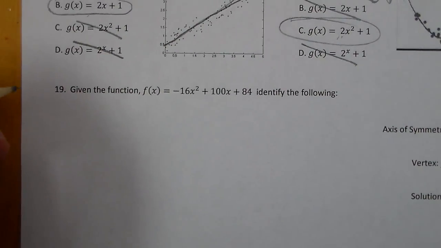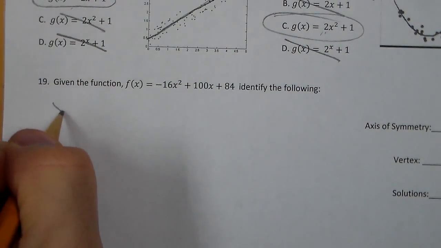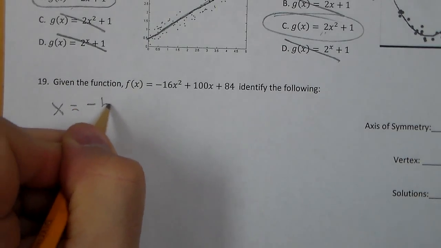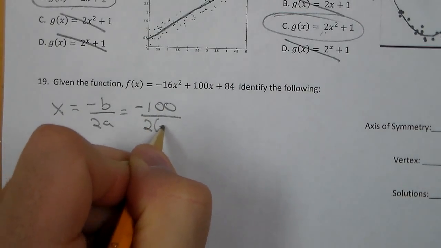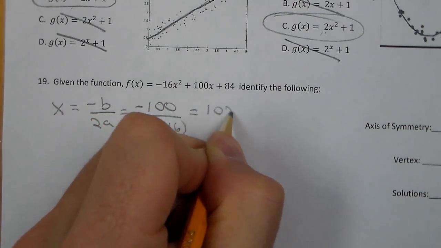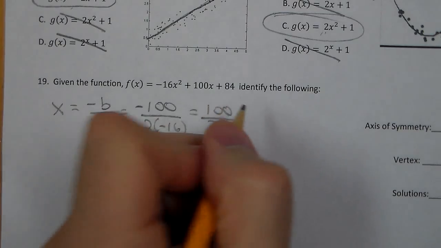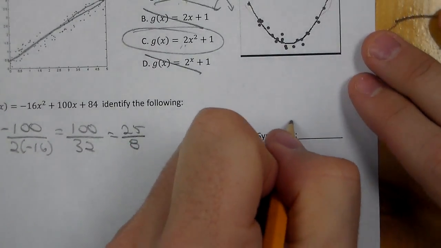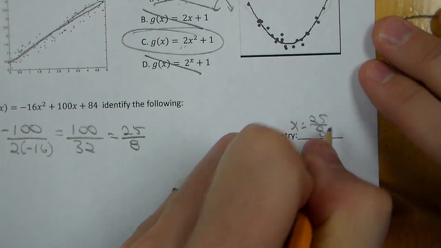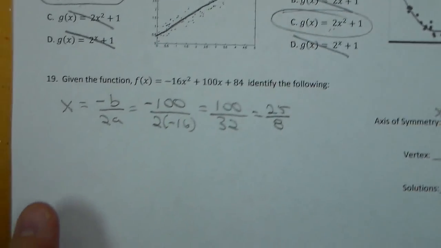Last problem, number 19, we need to identify the axis of symmetry, the vertex, and the solutions. Axis of symmetry we'll start with first. That is negative b over 2a. So we're going to go negative 100 over 2 times negative 16, which gives us 100 over 32. Now 100 over 32 comes out to be 25 over 8. So we could say that x equals 25 over 8. If it asks for it as a decimal, that is 3.125. We're going to leave it as a fraction for right now.